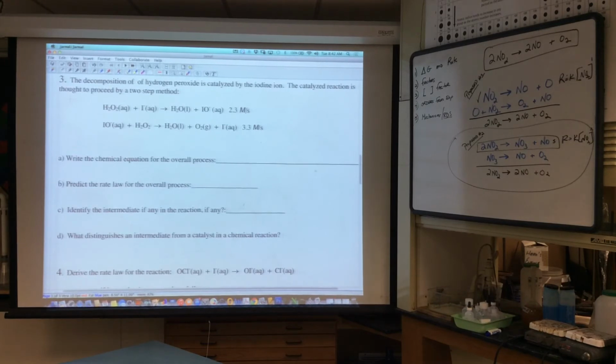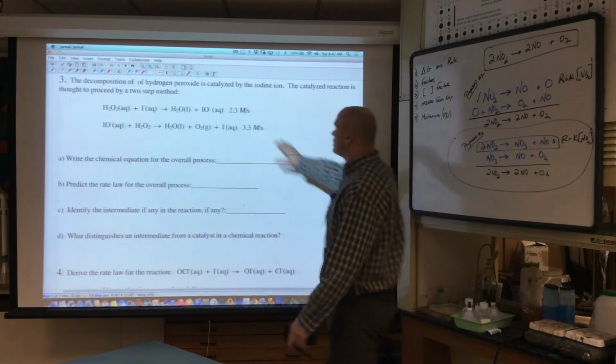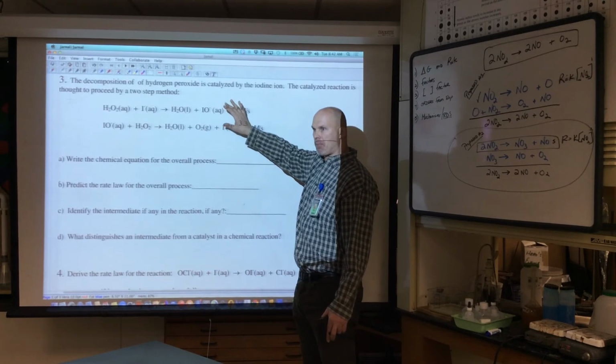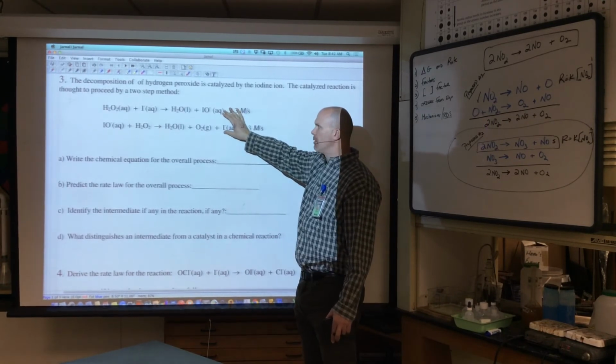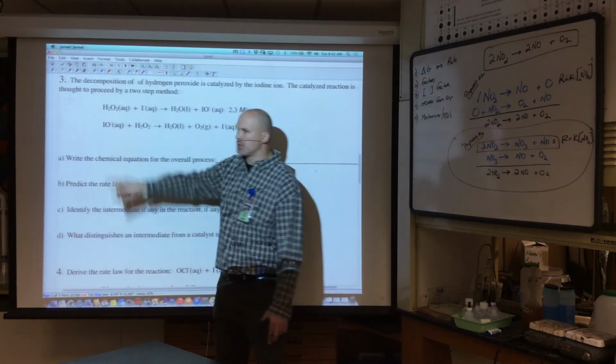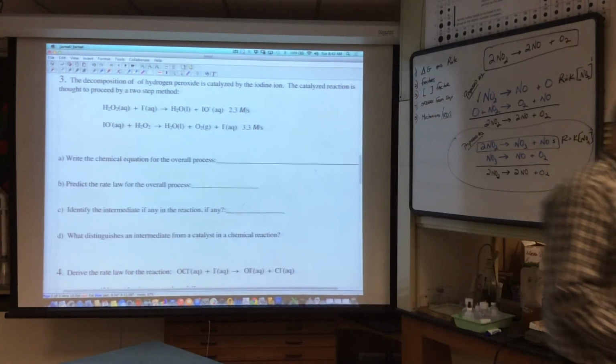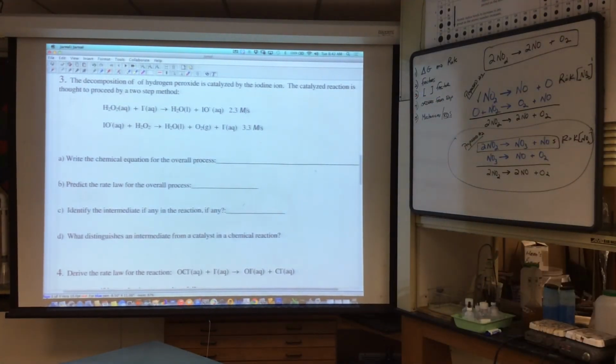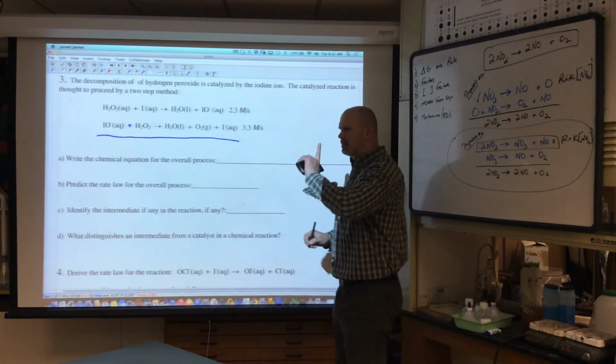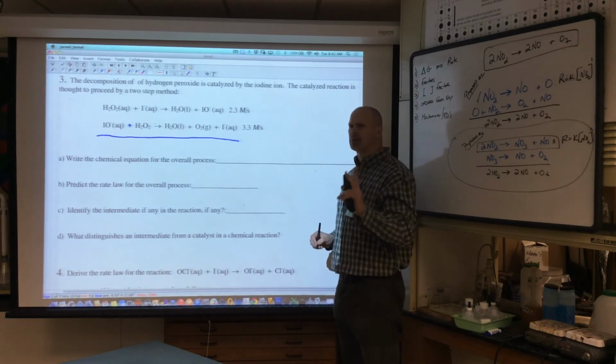Okay? I have a proposed mechanism. This is a proposed mechanism of the decomposition of hydrogen peroxide. Or, I'm sorry, in this case, this is the mechanism that they've tested. Now, knowing that this is the mechanism, let's make some sense of this. What is the chemical equation of the entire process? Well, I'm going to cancel out intermediates, and if there's catalyst, I'll cancel those out too.